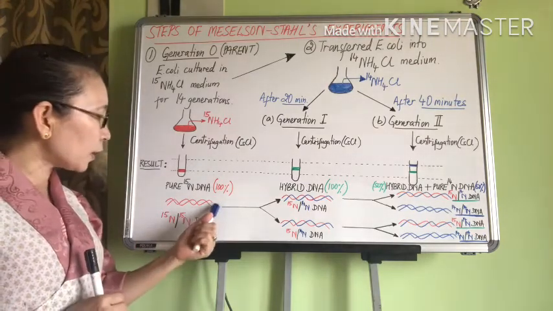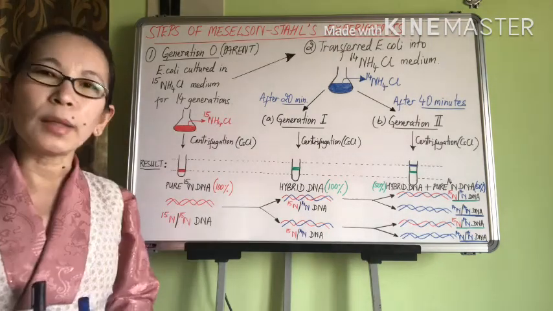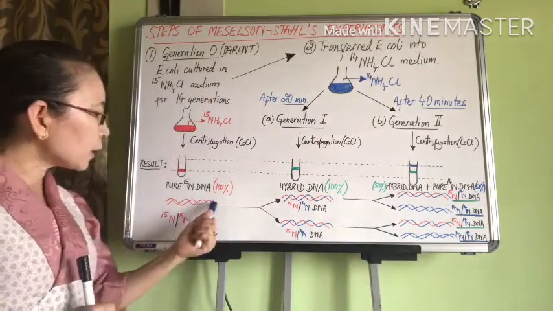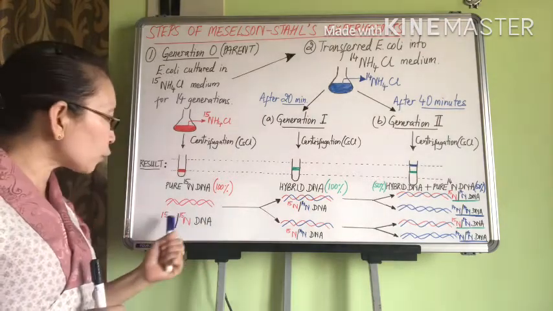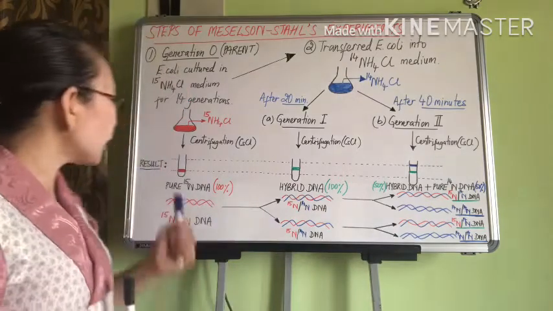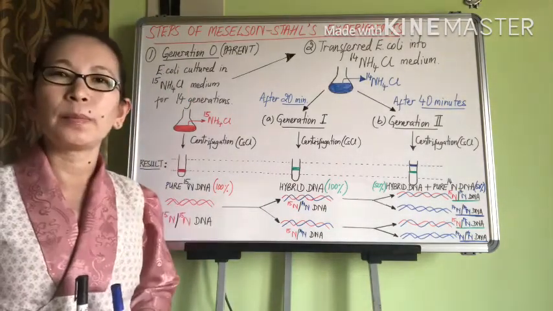And here in my illustration, I have used red color to indicate N15 isotope. So what you see here is both of the strands of the generation 0 DNA have red coloration, indicating that both of the strands are containing the heavier N15 isotope. So it is a pure N15 DNA.